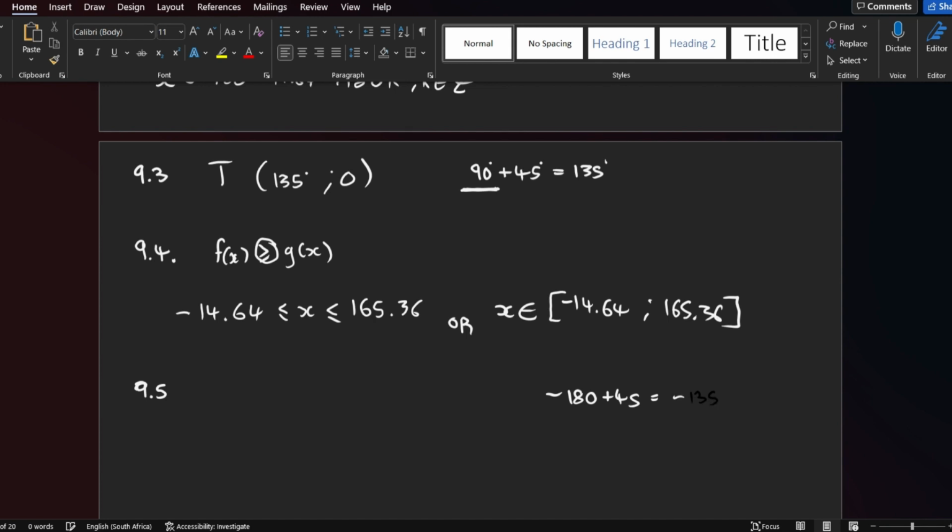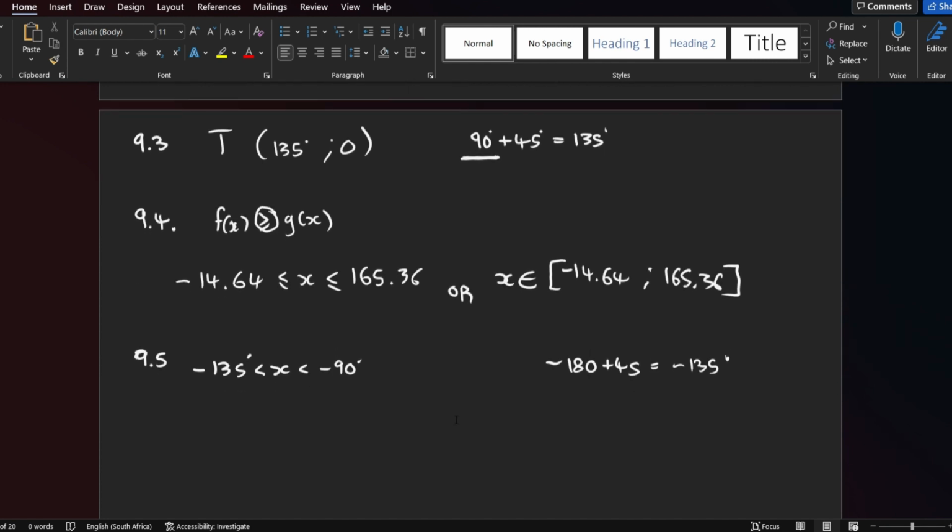So therefore, the interval for which both graphs are strictly increasing will be between negative 135 and negative 90 degrees, which are the two coordinates of our turning points. Notice we do not have an including sign here. Why? Because if we include it, that means we're including the turning point, and the graphs do not increase at a turning point. A turning point is known as a stationary point. The gradient is 0, so therefore the graphs are not increasing.